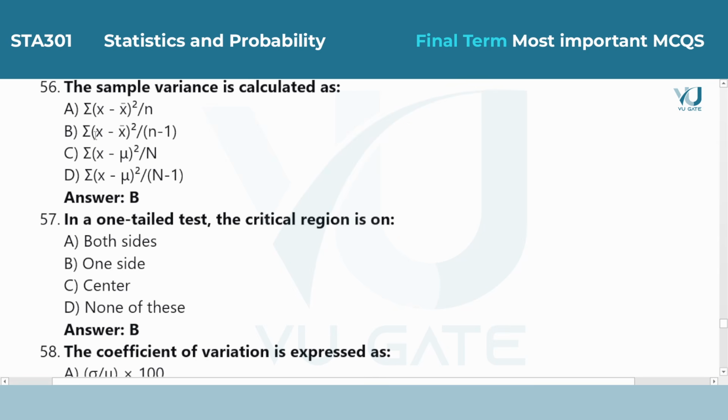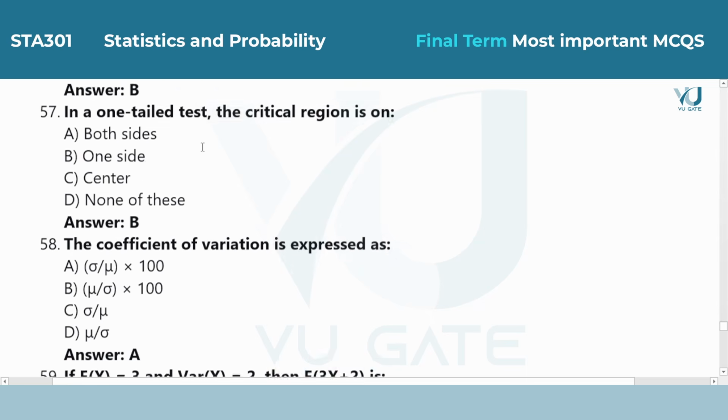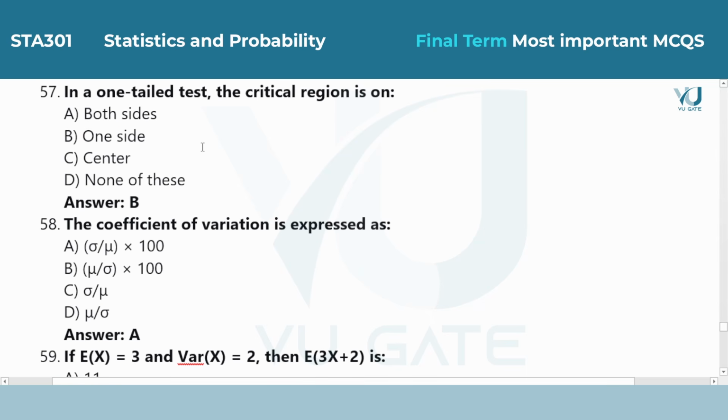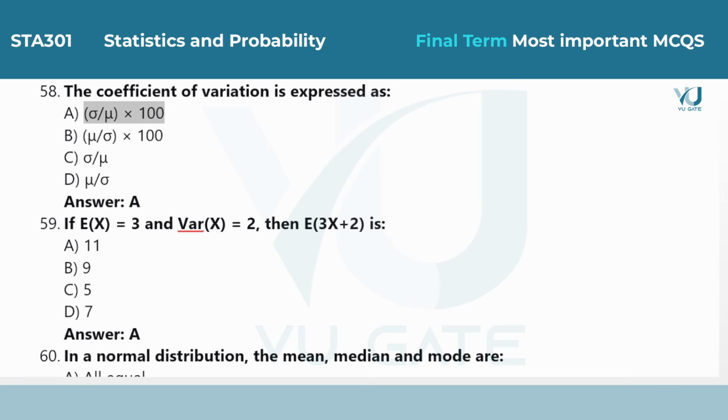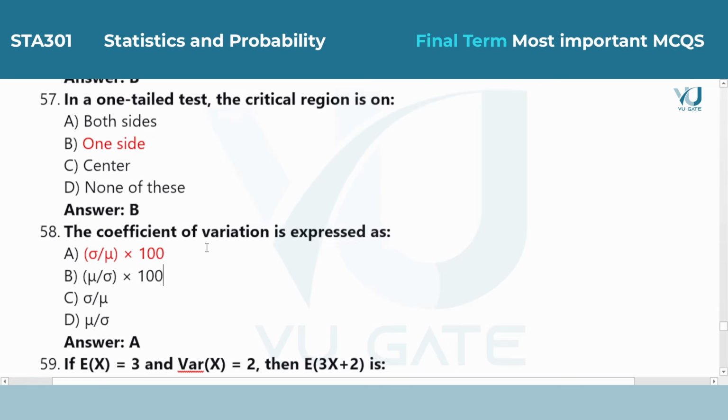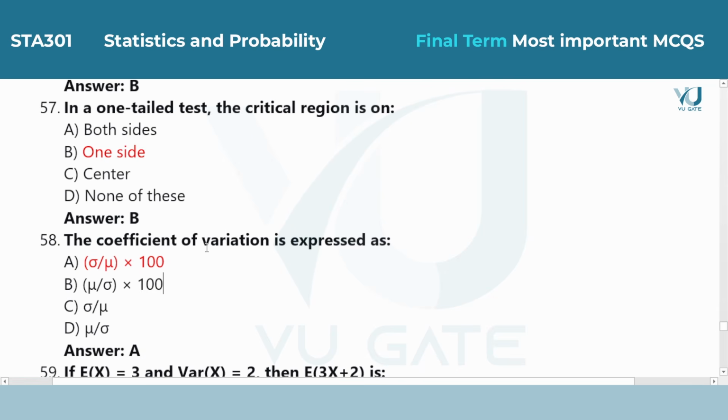Question: the sample variance is calculated as? Answer: B. Sum of x minus x bar squared divided by n minus 1. Explanation: dividing by n minus 1 provides a more accurate and unbiased estimate for the population variance. Question: in a one-tailed test, the critical region is on? Answer: B. One side. Explanation: a one-tailed test only checks for a change in one specific direction, either an increase or a decrease. Question: the coefficient of variation is expressed as?